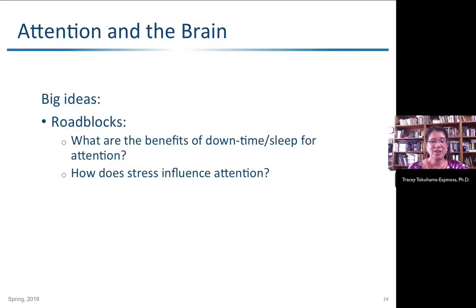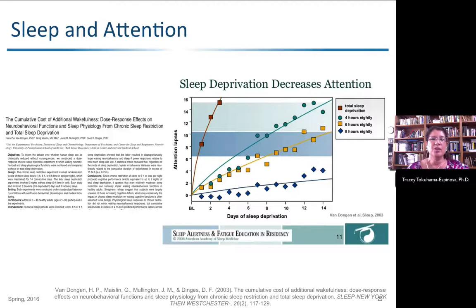Okay, so now let's turn to this idea of roadblocks. If you recall in some of the other videos, they were already talking about how attention networks can be compromised with things like basic physiology. If you haven't slept well or if you haven't eaten well, how does that influence your attention span? And this bigger idea of stress, how can stress influence attention? Well, the research shows there's clear evidence, and I think all of us are living testimony to that.